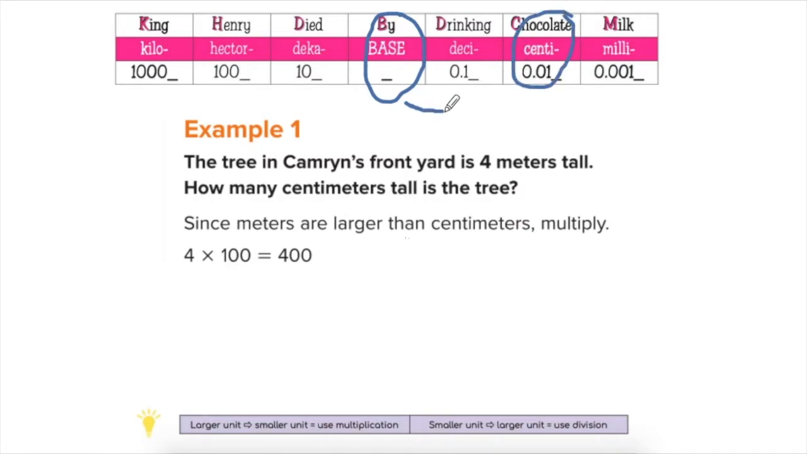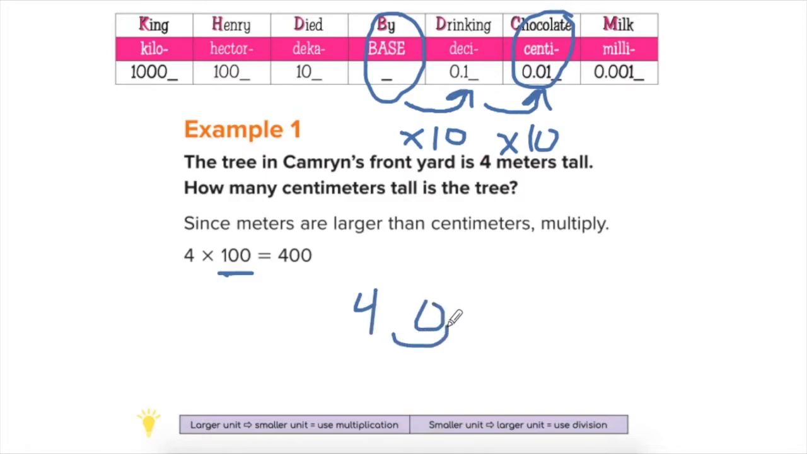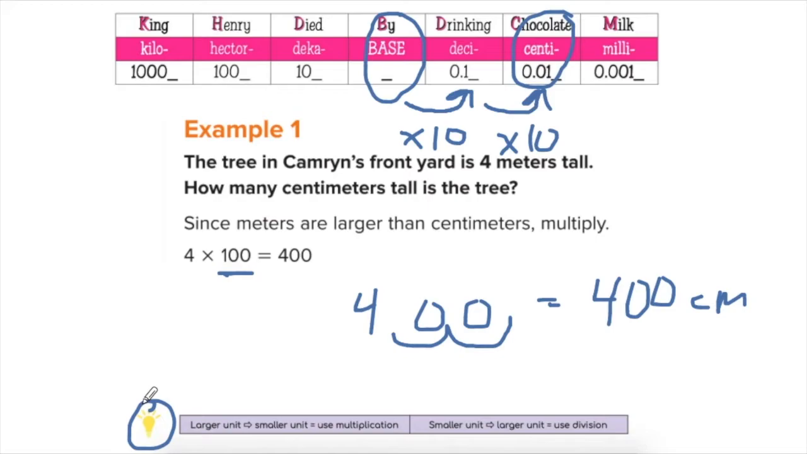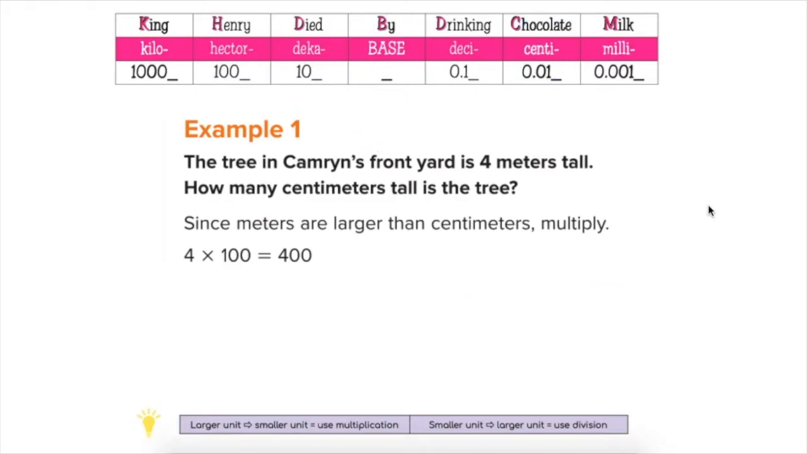Well, if I move over, I'm going to do times 10, and times 10 again. Well, 10 times 10 is 100, so this is where they get that 100 from. Now if I did our little decimal trick, 1, 2, that'd be 400. So 4 meters would be equal to 400 centimeters. And notice I brought back this from last week. We're going to be going from larger to smaller, so we're going to be using multiplication. And you notice I've got multiplication here to help show us that we're using multiplication to go from bigger to smaller units.